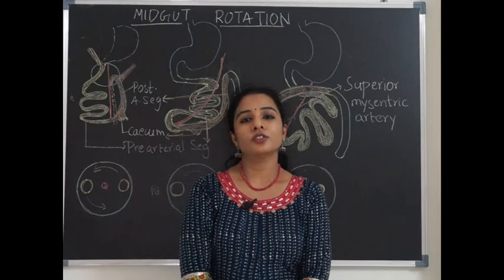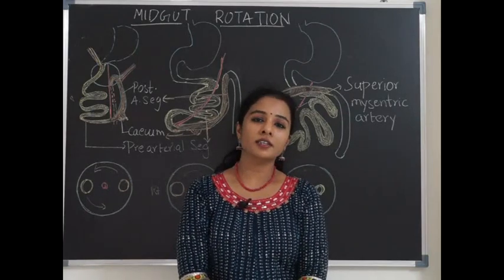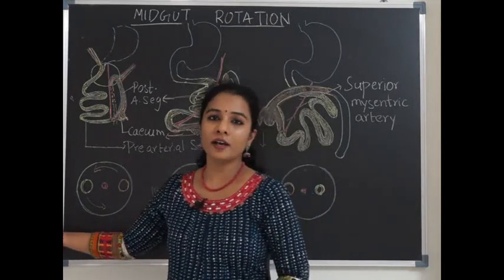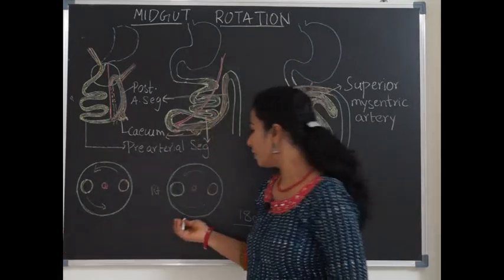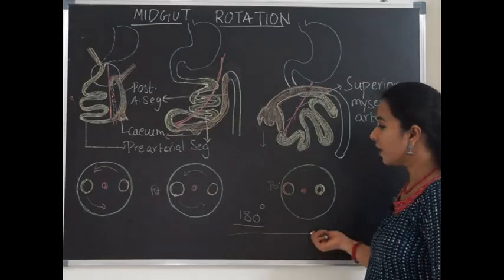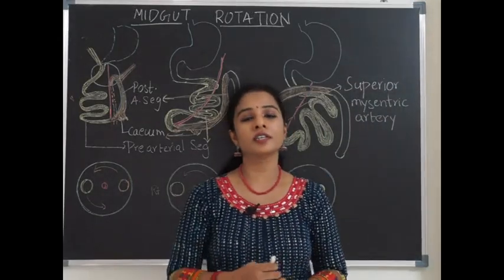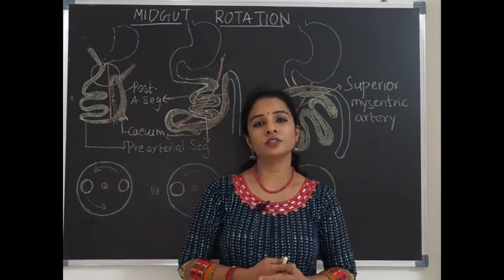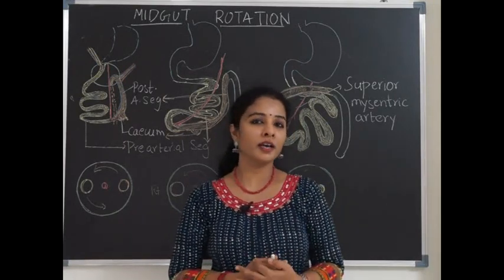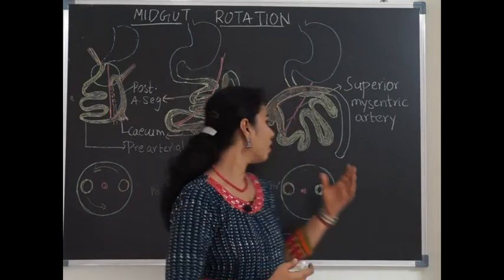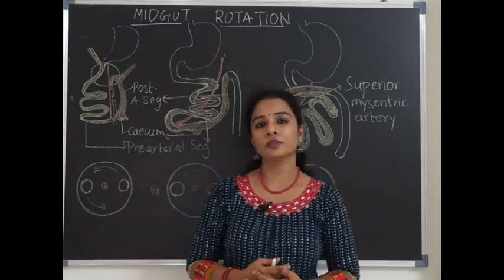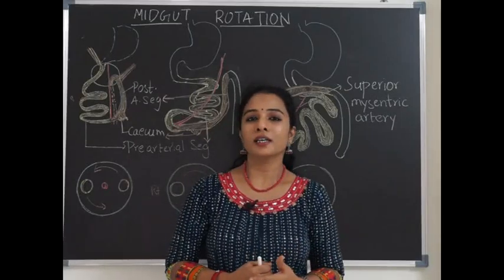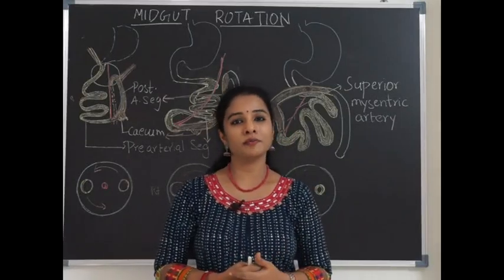So the total rotation of the midgut is 270 degrees anti-clockwise, that is initial 90 degrees outside the abdomen, and the rest of the 180 degrees is inside the abdomen. So totally 270 degrees anti-clockwise rotation. So this is how the rotation of the midgut and development of midgut happens. So after the organs reach their original position, the fixation occurs. And we shall see some clinical aspects of the development of midgut.